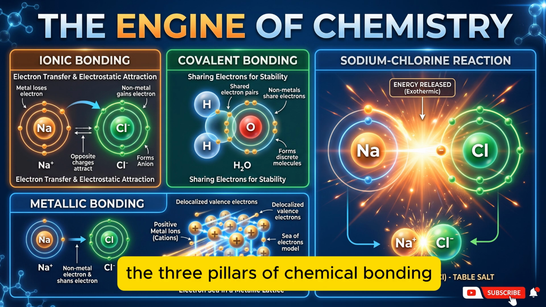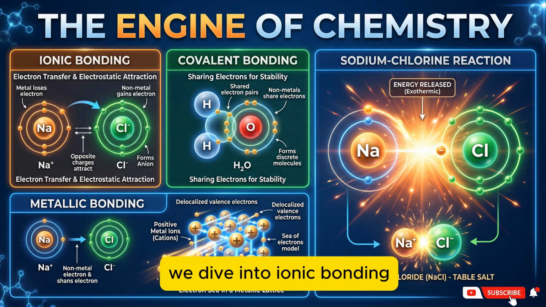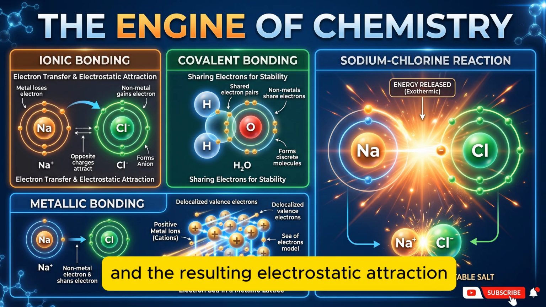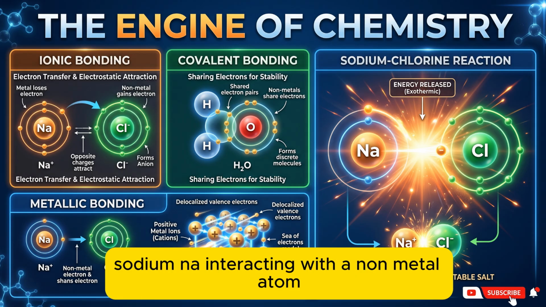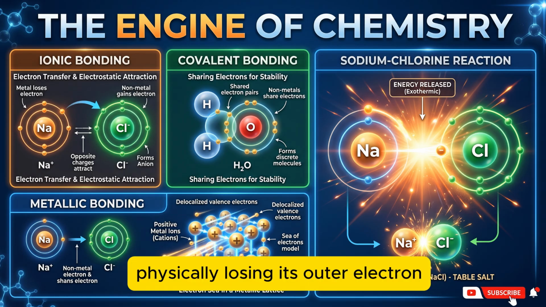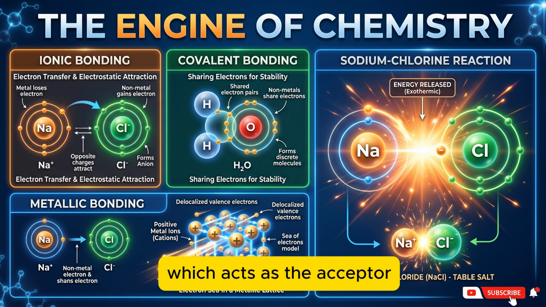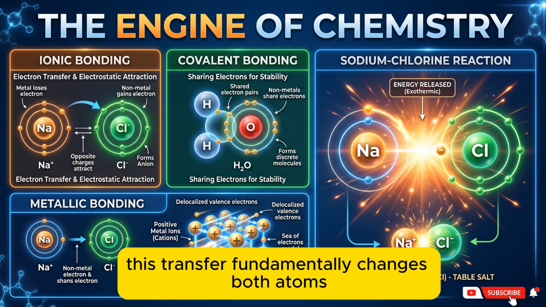The three pillars of chemical bonding. Ionic bonding, the givers and takers, starting in the top left orange panel. We dive into ionic bonding, which is entirely driven by the transfer of electrons and the resulting electrostatic attraction. The diagram perfectly illustrates a metal atom, sodium, Na, interacting with a non-metal atom, chlorine, Cl. Sodium is acting as a donor, physically losing its outer electron and transferring it over to the chlorine atom, which acts as the acceptor. Because electrons carry a negative charge, this transfer fundamentally changes both atoms.